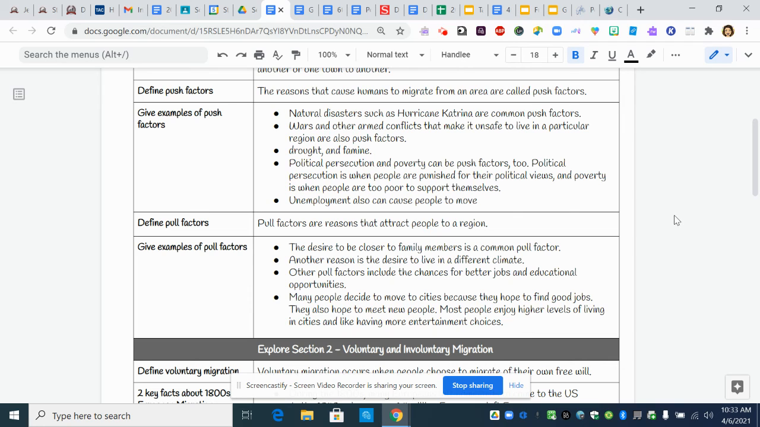So, Explore Section 1 of Chapter 12.3 is all about migration and push and pull factors. What pushes people to leave where they're from, and what pulls them or attracts them to move to another region, town, or city. So I'm going to stop here, and then I'm going to create another video, read aloud of Explore Section 2 and 3. This was a long chapter to read, and there are a lot of notes for you to add to your notes. So I'm going to stop here, and then I will create another video.